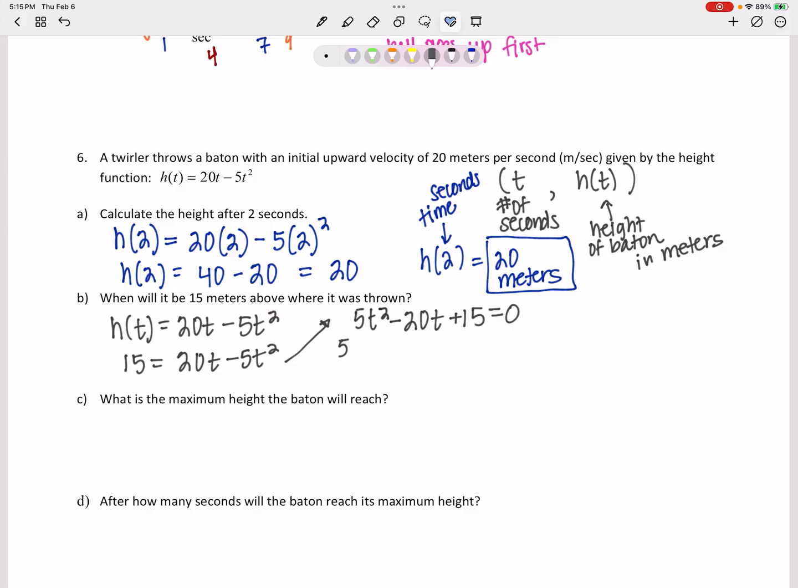I'm going to factor out a 5 because there's a greatest common factor there. And then I'm going to factor that trinomial to be t minus 1 and t minus 3. So there are 2 times that the baton will be 15 meters above the ground, and that's going to be when time equals 1 and when time equals 3.